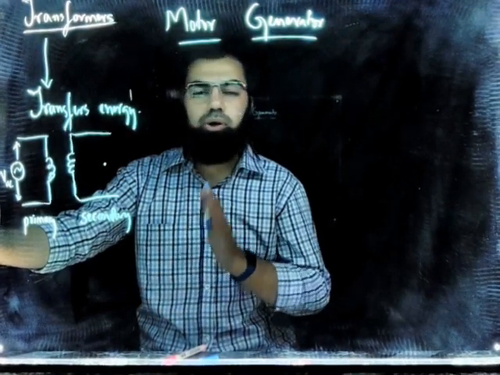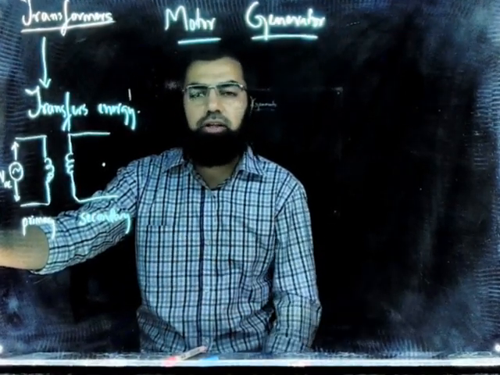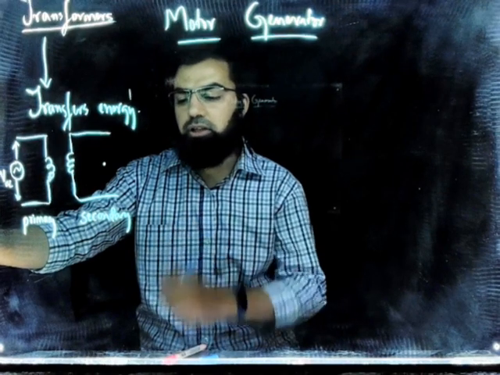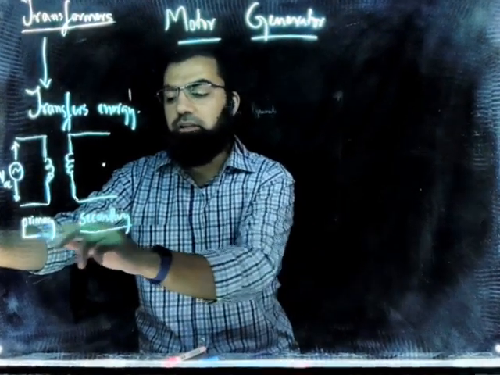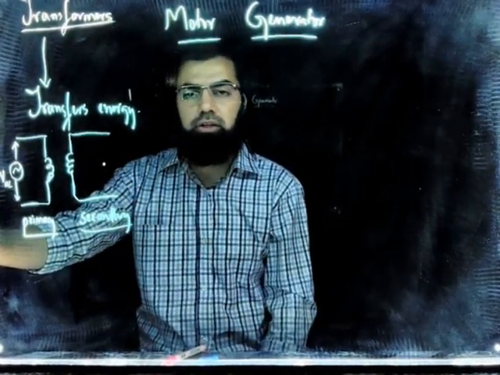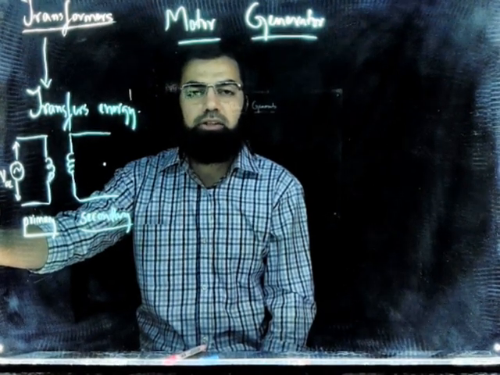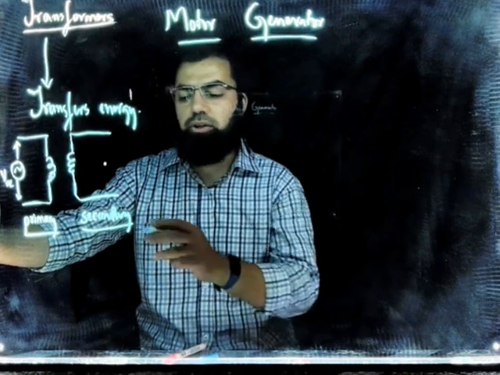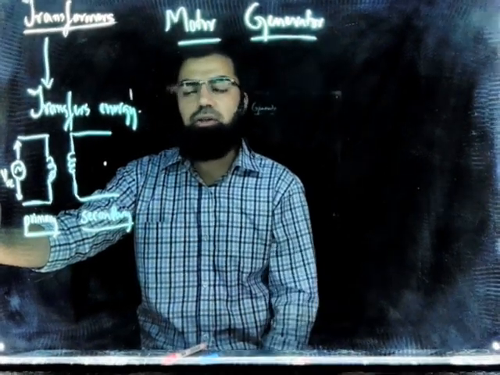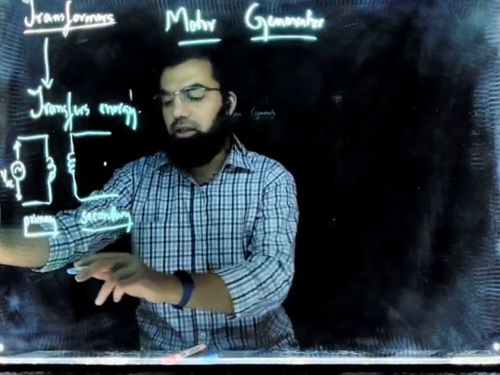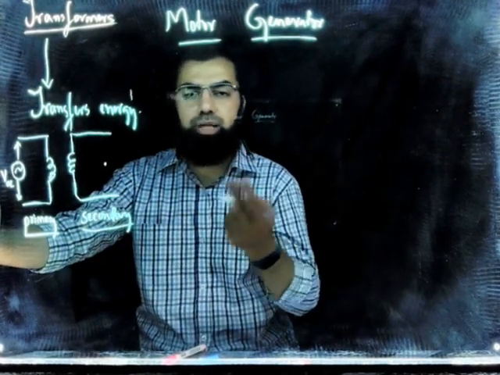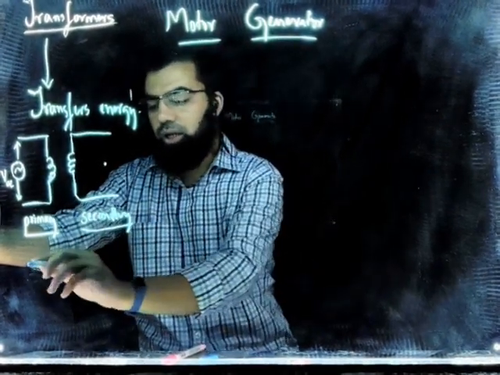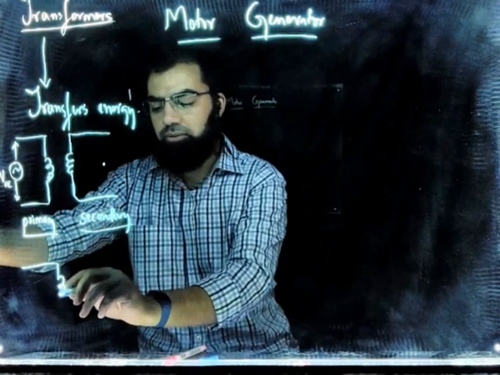So, in short, what a transformer does is it transfers electrical energy from one electrical circuit to another electrical circuit. The electrical circuit that is actually supplying the electrical energy is known as the primary side. The electrical circuit that is actually receiving the electrical energy is known as the secondary side. Now, as I said, there needs to be at least two electrical circuits. You can have more than two electrical circuits.